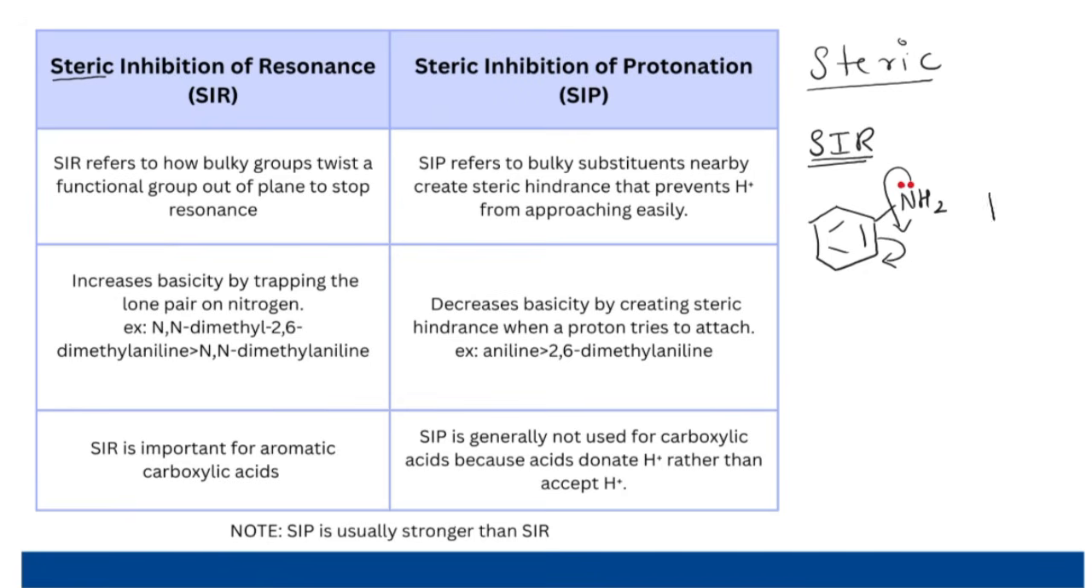Why is this happening? Because the molecule is planar. The lone pair is in the same plane as the pi electron cloud which is present on the benzene. That's why the lone pair is involved in the resonance.